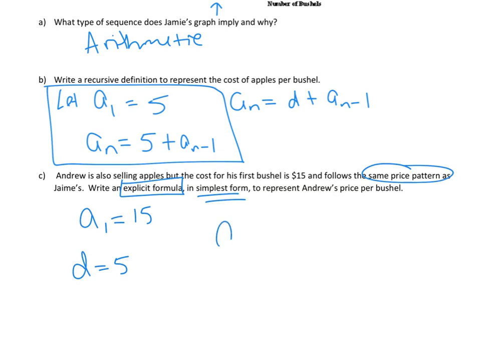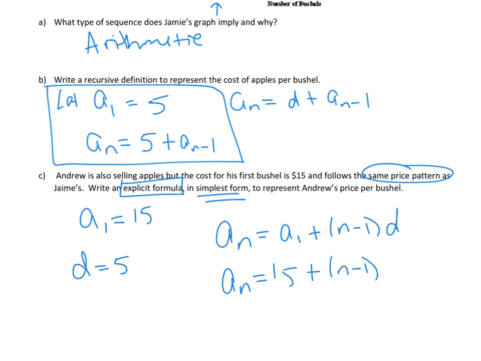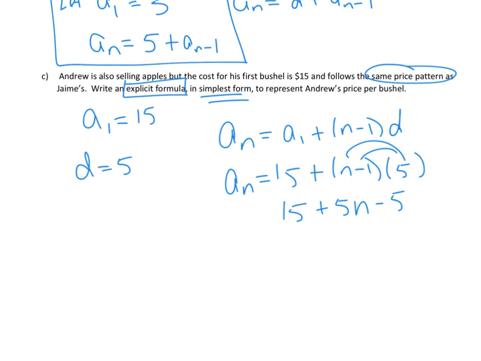So what I'm going to do is plug in to the explicit formula of an arithmetic sequence from the reference sheet. A1 is 15 plus N minus 1, D is 5. Simplest form means you have to distribute and add like terms. So my final answer will be 15 minus 5, that's 10, plus 5n. This is his explicit formula.